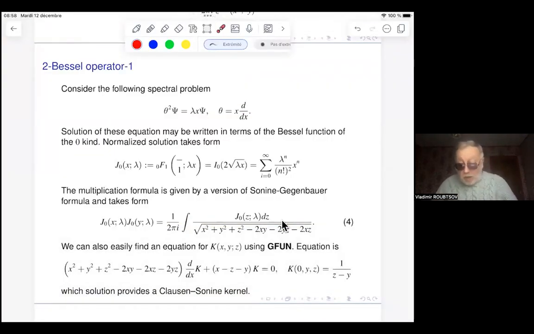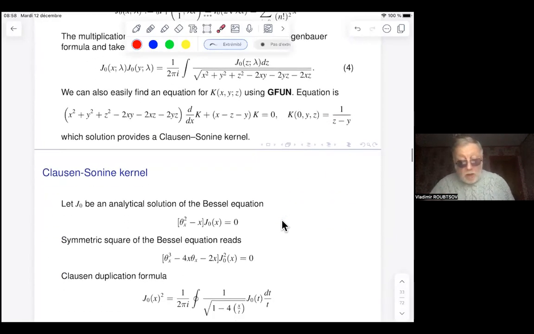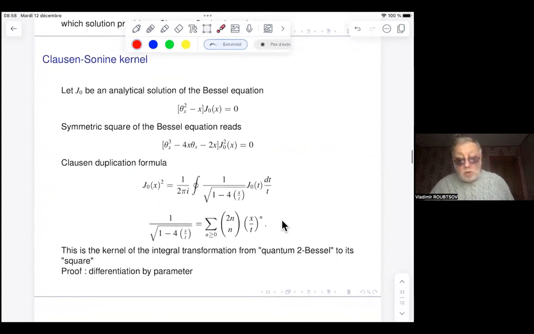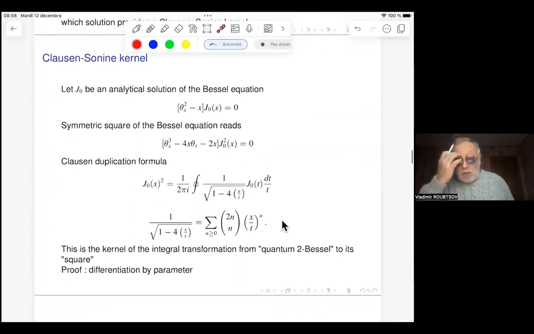For the Sonine-Gegenbauer kernel, if you take x equal to 0, it's 1 over z minus y. And because of symmetry, if you exchange x, y, z, you always have initial data of rational type. So we will call it Clausen-Sonine. Clausen, because you will see that Clausen relates to this formula when you go to the diagonal, we will see it very soon. So let's go to this equation on the diagonal.